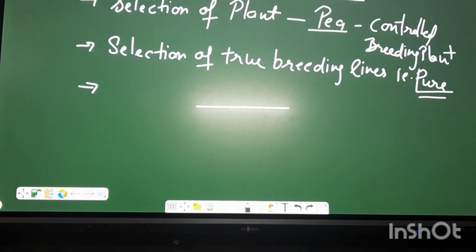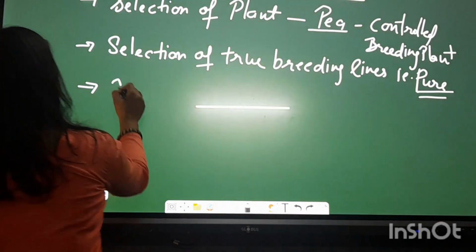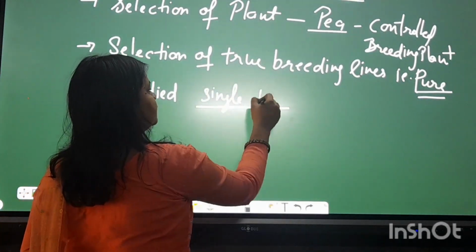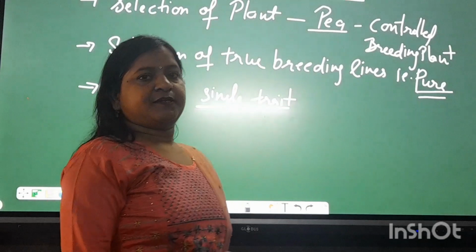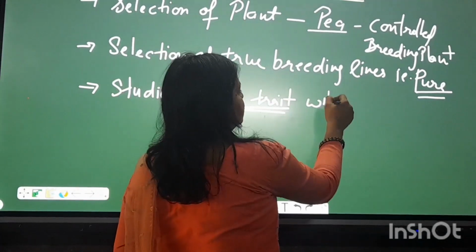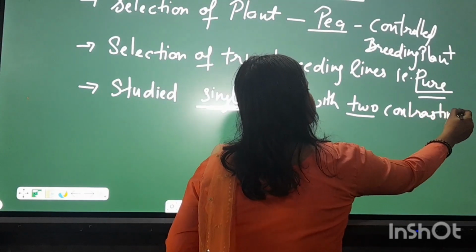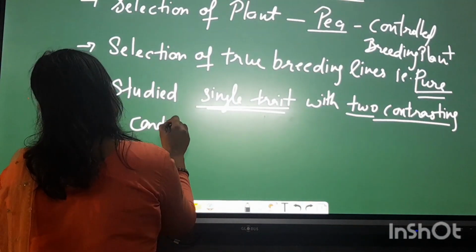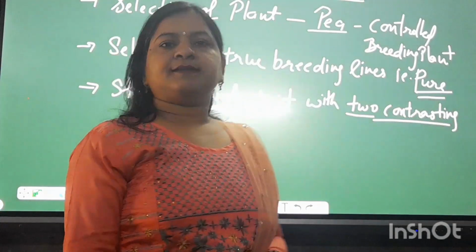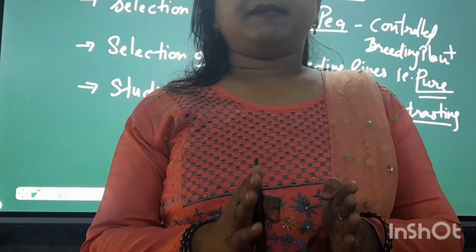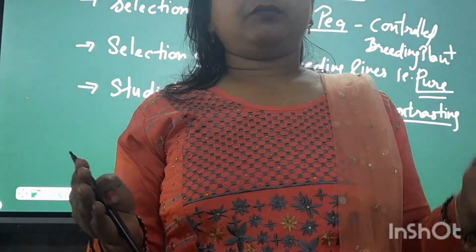Next, he studied the inheritance of a single trait with two contrasting conditions. Whenever he did the experiment, he selected a single trait at a time, and he took that trait in two contrasting characters like tall and dwarf.